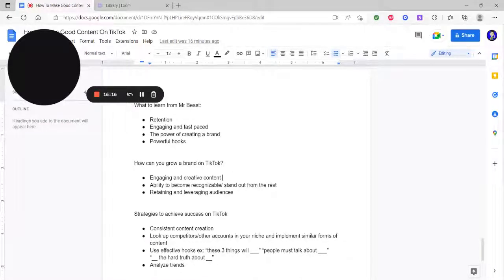And here's how you can grow a brand on TikTok. Again, what you can learn from all the examples that I showed you is that engaging and creative content is probably the best way you can make it on TikTok.